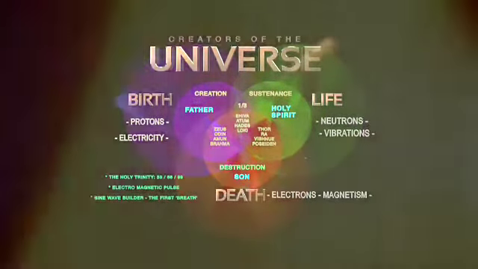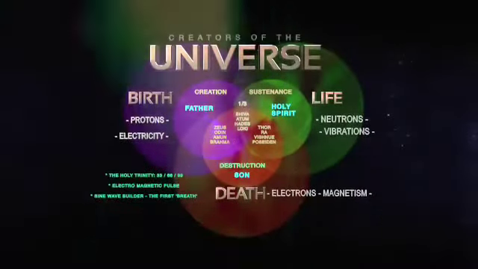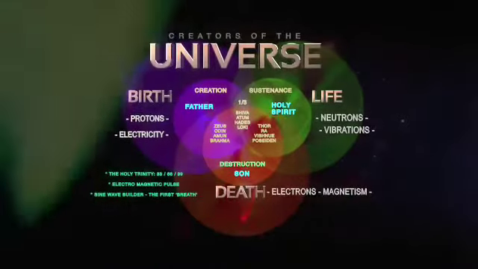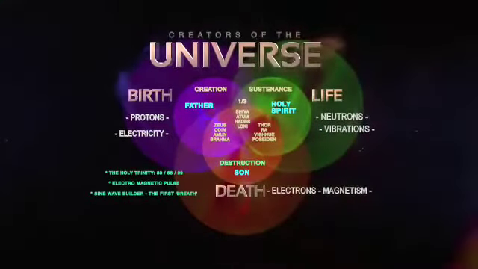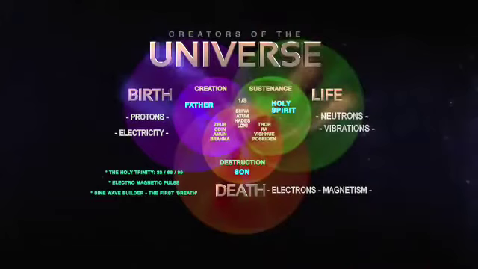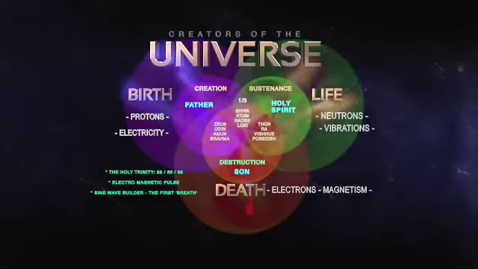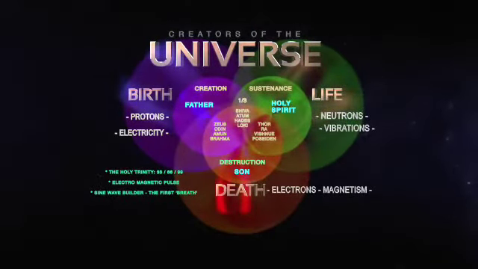In the center is absolute consciousness, where everything overlaps. Birth, life, death, creation, sustenance, and destruction, the Father, the Son, the Holy Spirit. Everything is divided into threes, hence the 33.3333, etc. number being so popular and important in our society.